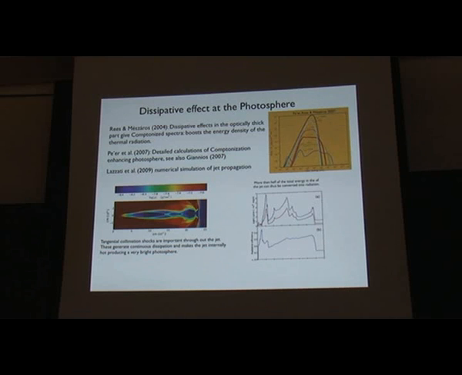Now recently Lazzati presented a result where he did numerical simulations of a jet piercing through a Wolf-Rayet star, and this is what's happening below the photosphere. This color code is the density. Now the important thing here, what he finds is that there are very strong oblique shocks occurring throughout the evolution of this jet. And this means that a lot of energy is dissipated throughout the jet, and the jet becomes very hot. And at the photosphere, there's a lot of thermal energy radiated.